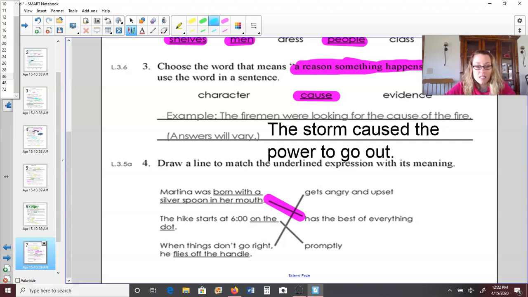The second sentence, the hike starts at 6 o'clock on the dot. So when people say that in relation to time, they mean promptly. So if you are arriving at 6:03, you're going to be late. And then when things don't go right, he flies off the handle. Well, if things aren't going right, that's going to make you get angry and upset. So you want to draw lines to connect those phrases to their definitions.